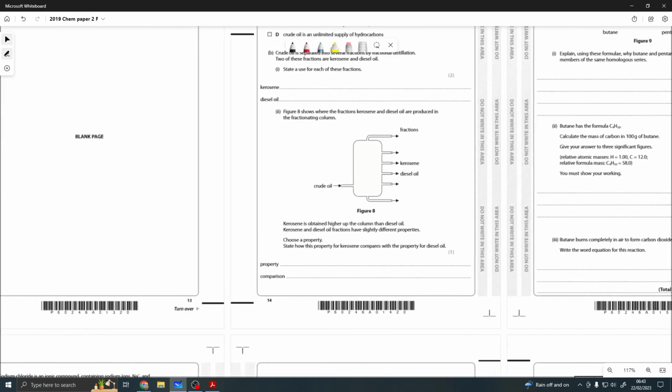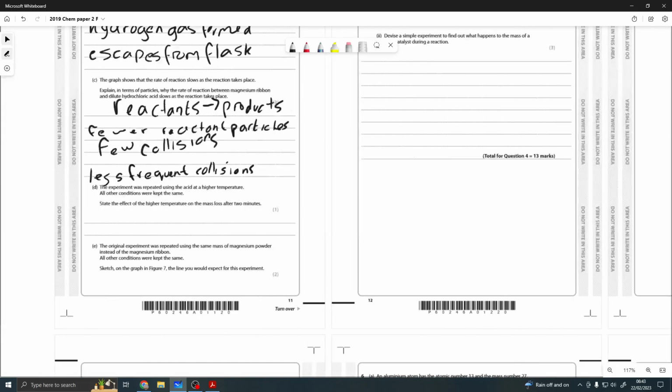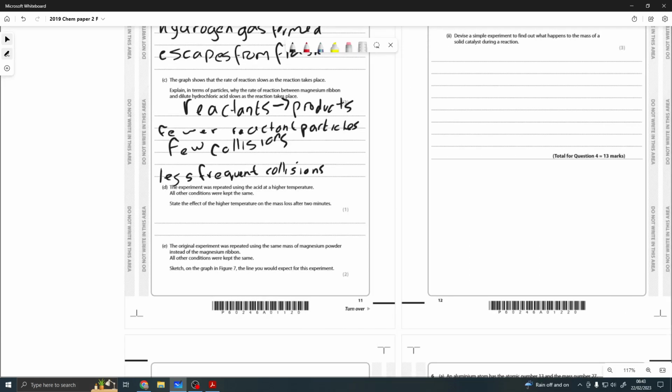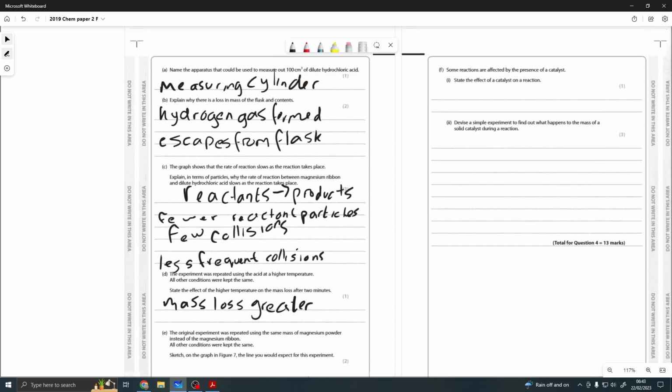And what that means is the mass loss will be greater over 2 minutes. The mass loss is greater over the first 2 minutes because it will react faster because it's hotter. Now, the original experiment was repeated using the same mass of magnesium powder. So instead of a piece of ribbon, you've got powder. Sketch on the graph the line you would expect.